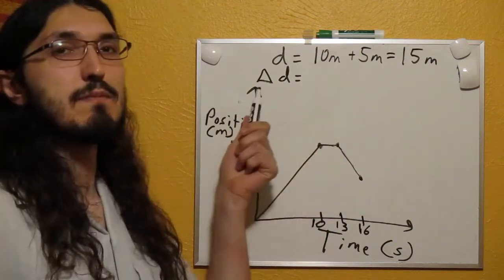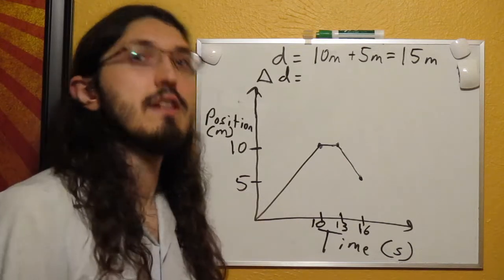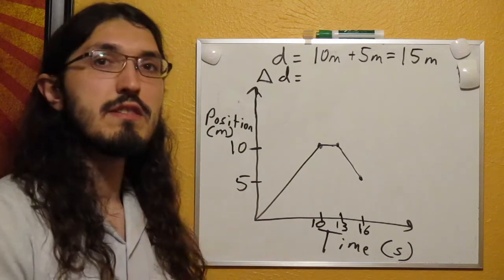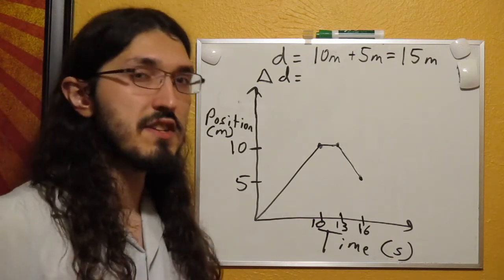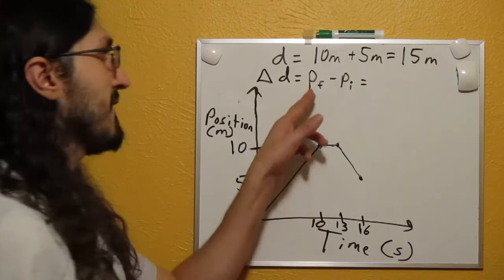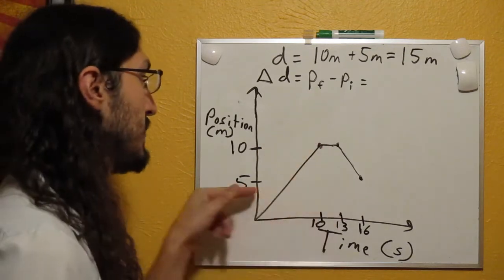And now we're going to calculate displacement, which is how far the student ended up from where he started. I'm going to use the equation I used previously, which says that displacement is equal to the final position minus the initial position. My final position is equal to 5 meters.